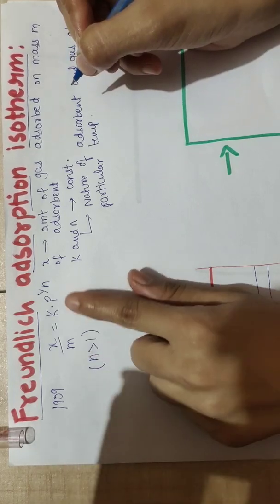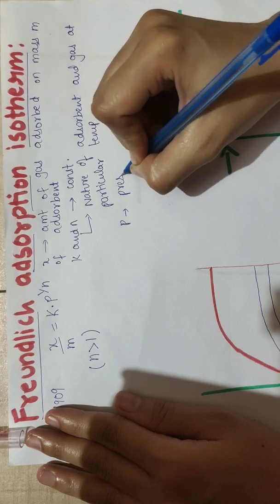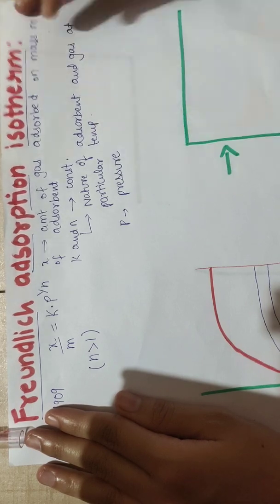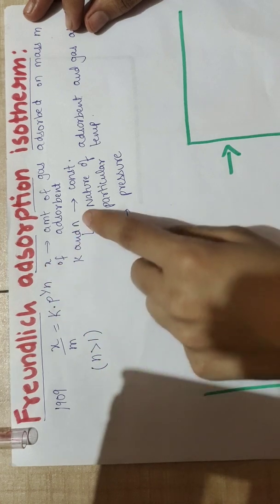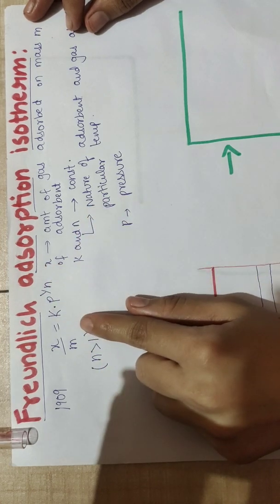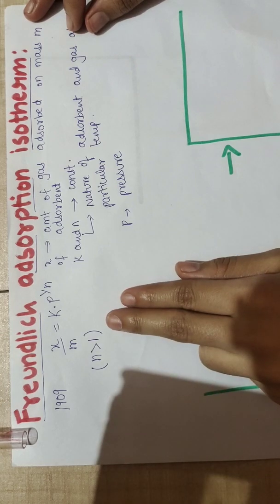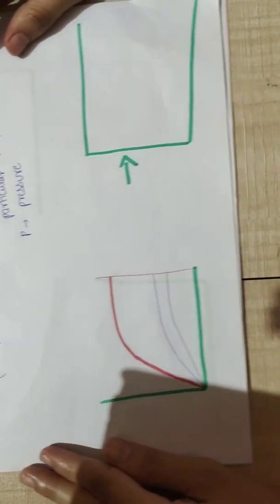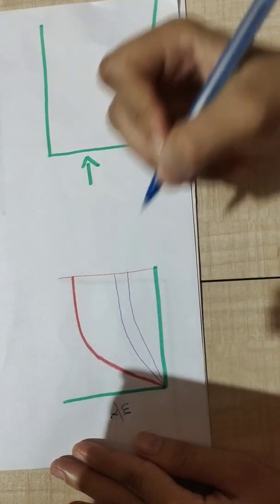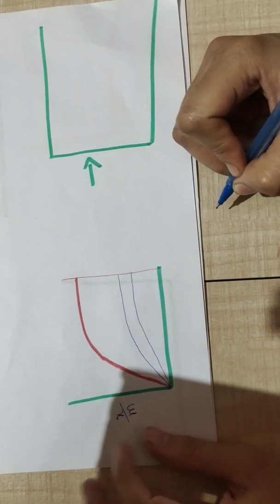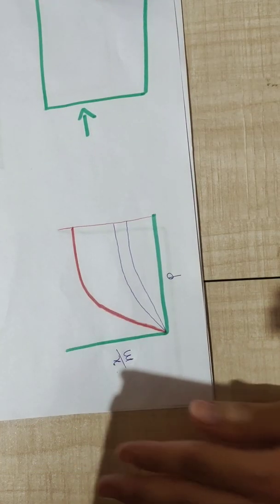Now the last one is P, the P is pressure. So this is a relation, and these are all the terms which are involved in the relationship. Now we are going to plot a graph between x upon m versus P, that is pressure.